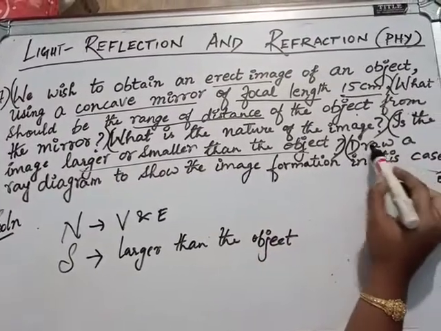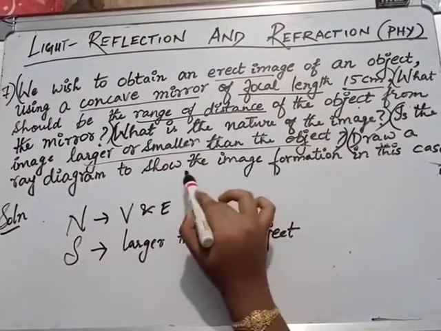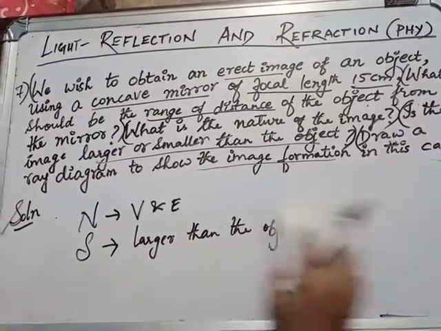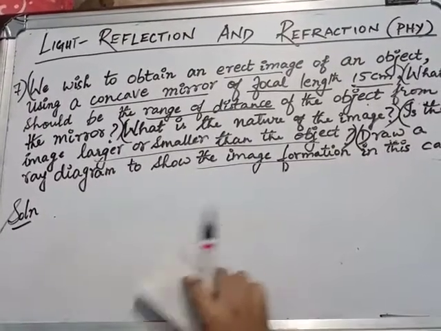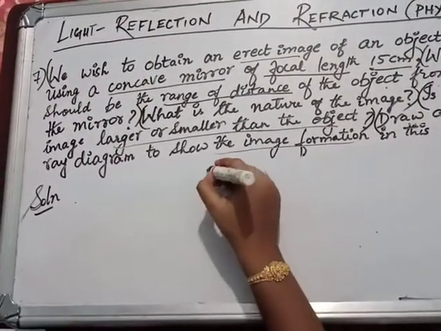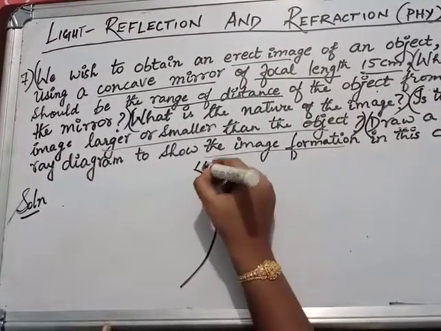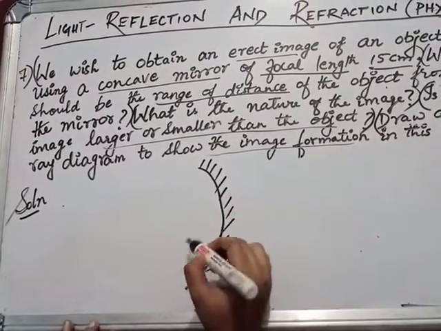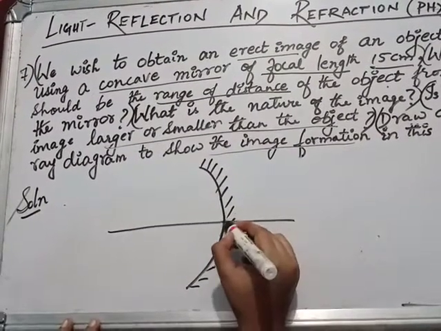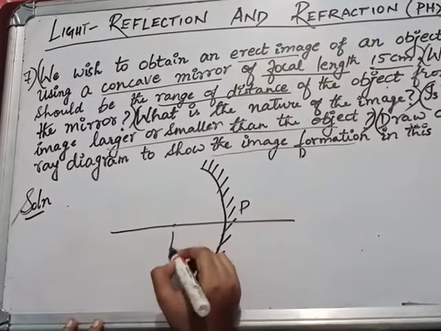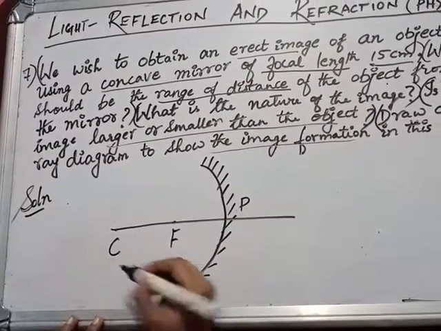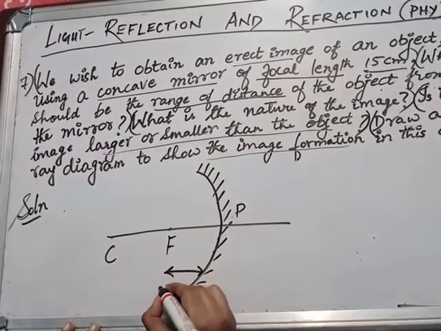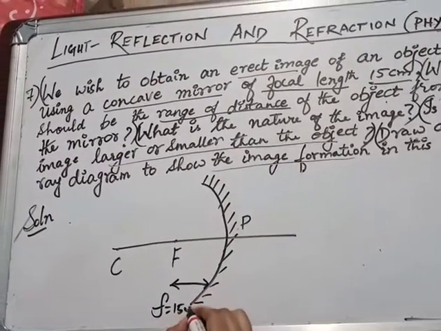And our final question, draw a ray diagram to show the image formation in this case. So that time I just drew a rough diagram. Let me draw it clearly for you so that you can understand. This is a concave mirror, rough surface. Always after drawing any mirror, draw the rough surface. The principal axis, pole, principal focus, center of curvature, and this is a focal length equal to 15 centimeter, right?